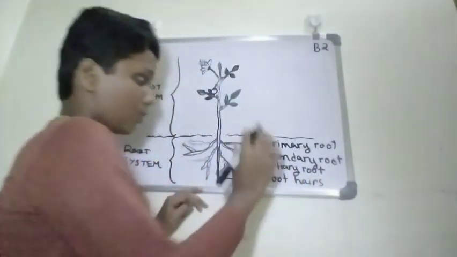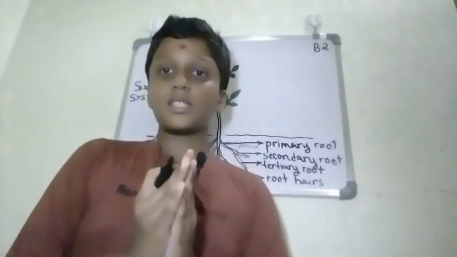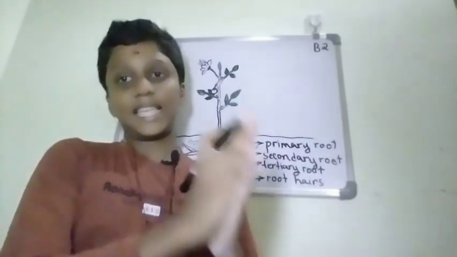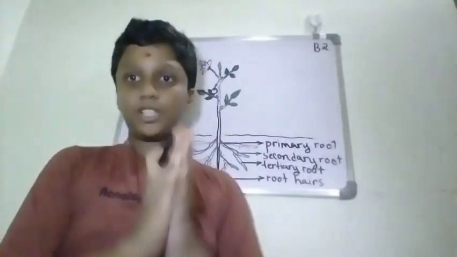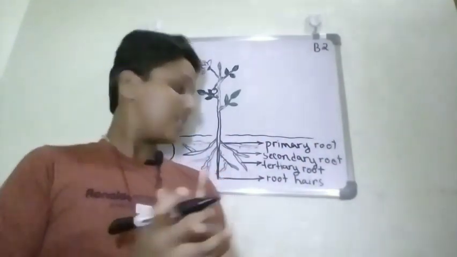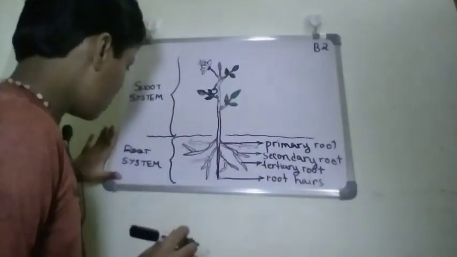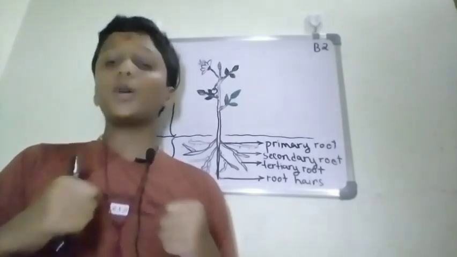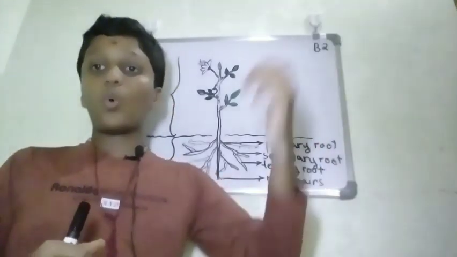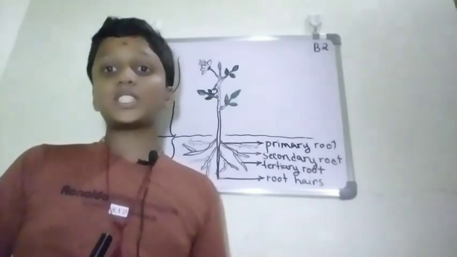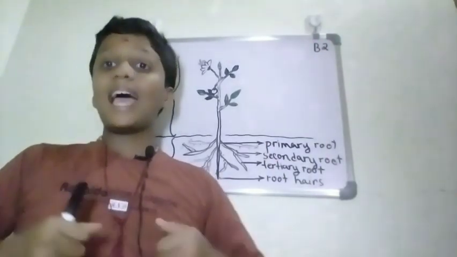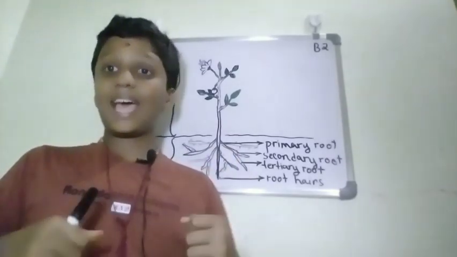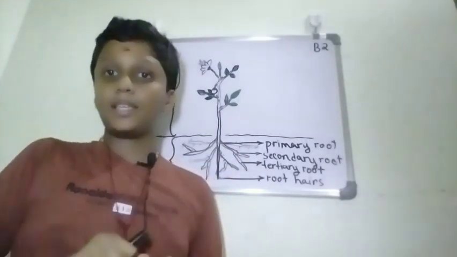So this is the root system. In the taproot system, the primary root branches into secondary roots, which again branch into tertiary roots, and the roots have hairs called root hairs. The root system helps to support the plant, absorbs water and minerals, and fixes the plant firmly into the soil.